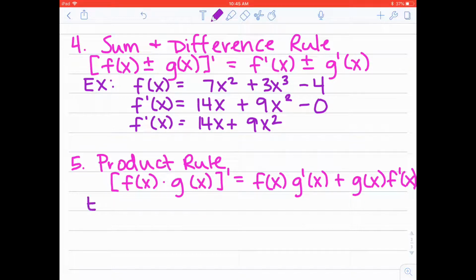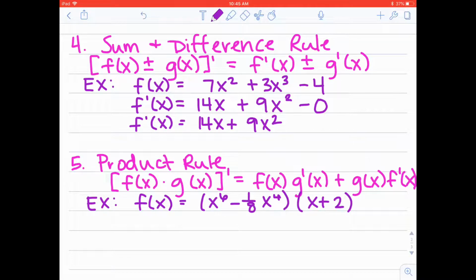So here we're going to say that the problem that we're doing is x to the 6th minus 1/8 x to the 4th times x plus 2. Now you have two options with this if you wanted to find the derivative of f of x. If you wanted to avoid using the product rule, you could just FOIL that out and figure out what it is, and then you could take the derivative of each piece separately. And then you'd be fine, you get the right answer.